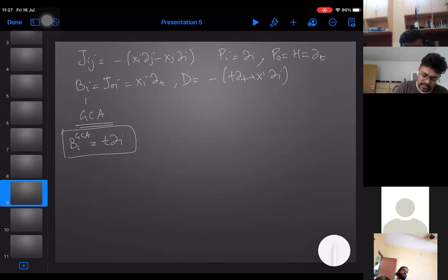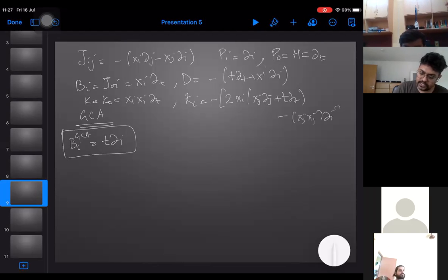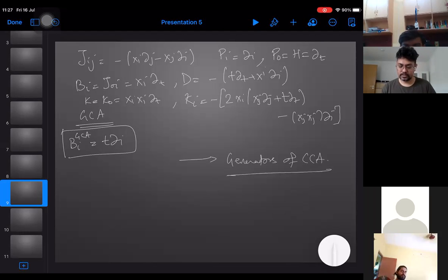Similarly, you have your K naught, which is your xi del T. And finally is your Ki, which is a very big one, plus D del T minus xj del I. So these are the generators for the CCA in any dimension.